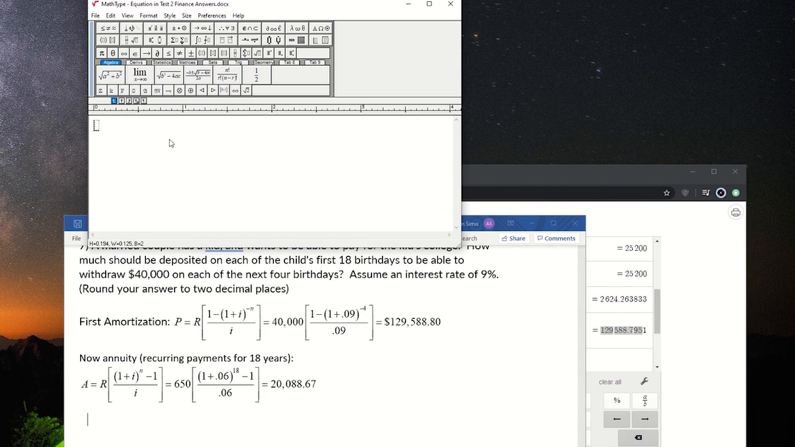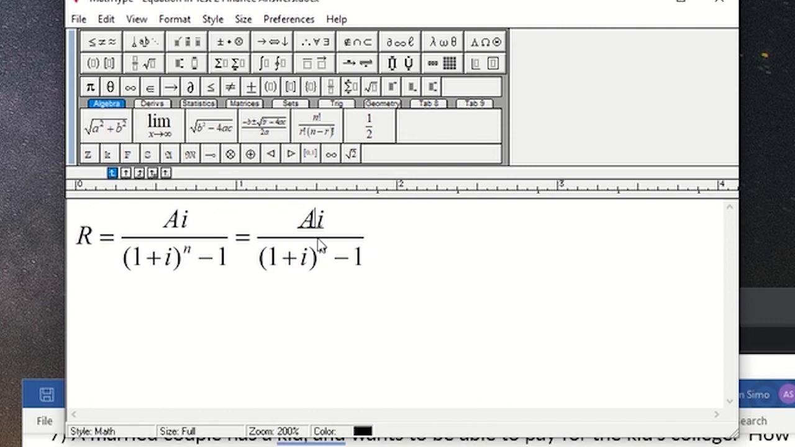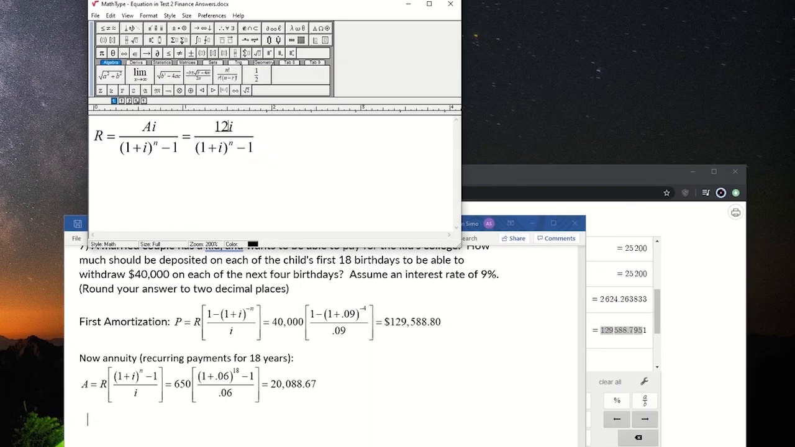So inline, it should be R equals an annuity. It has a future value, right? So annuities have future value, so A times I, over 1 plus I raised to the n, then minus 1. There you go, that's our new formula. This equals, we'll do something like this, copy, paste, come in here. What do we want? We want 129,588.8, and then for the I, change this to 9%, 0.09.